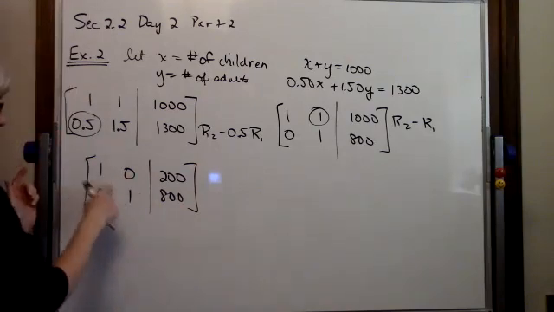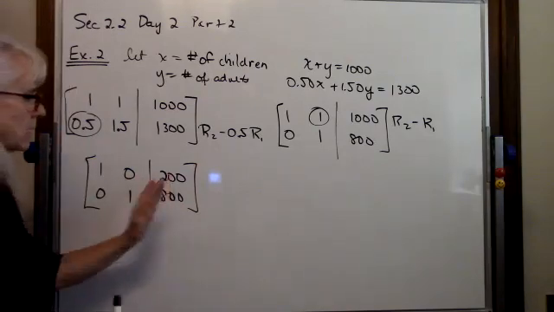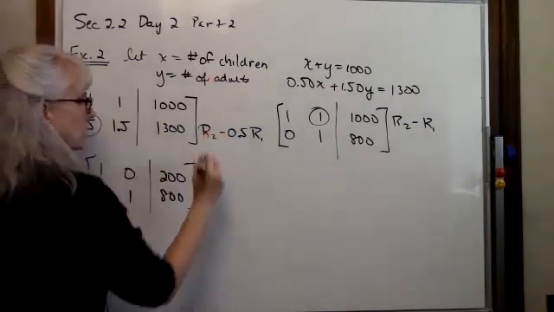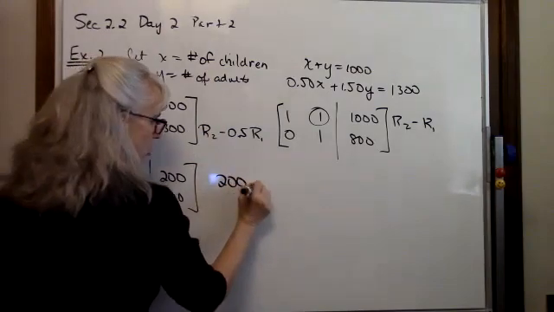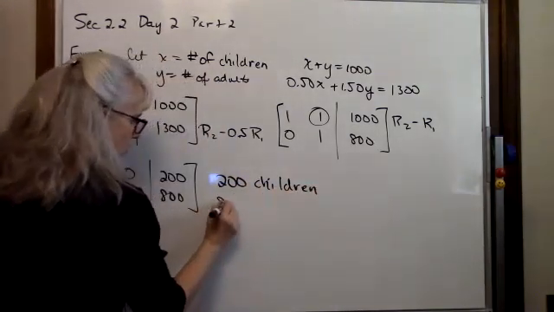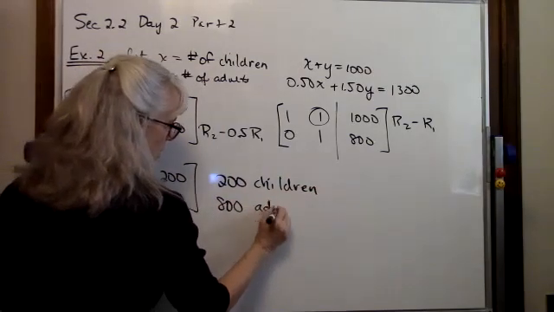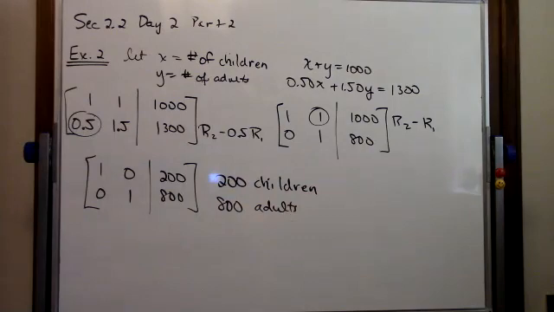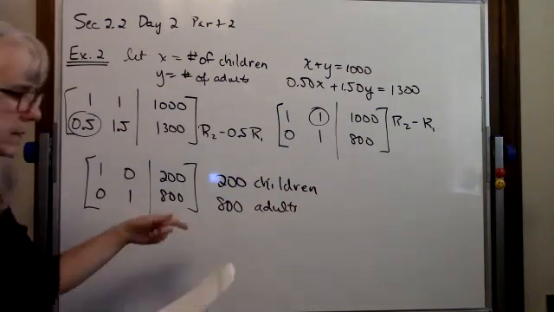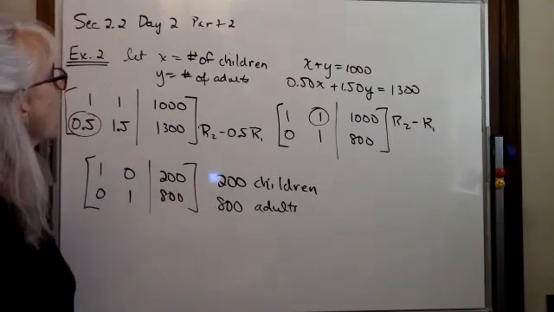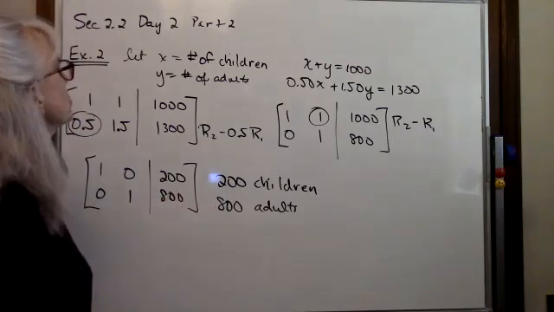We know we've got our diagonal of 1s, 0s every place else. Here's our solution. So the first one is our X. We know that X is the number of children. So we know that there were 200 children that rode the bus during the morning shift. And we know that there were 800 adults that rode the bus during the morning shift. And that answers the question, how many children and how many adults rode the bus during the morning shift? And there it is. And that wraps up section 2.2 for us.